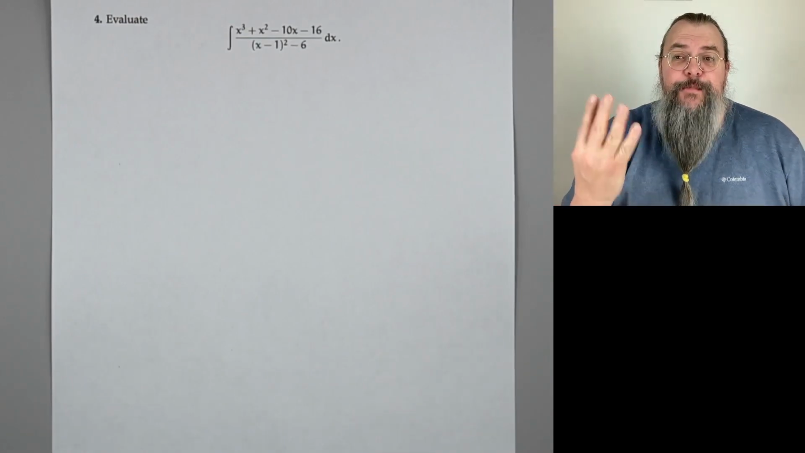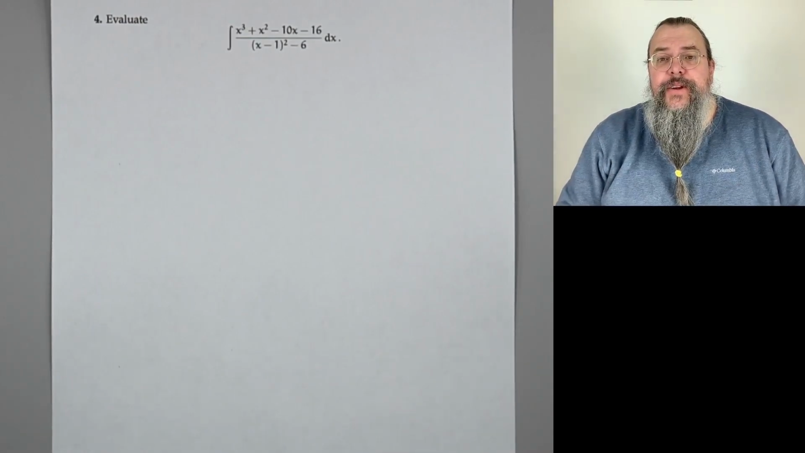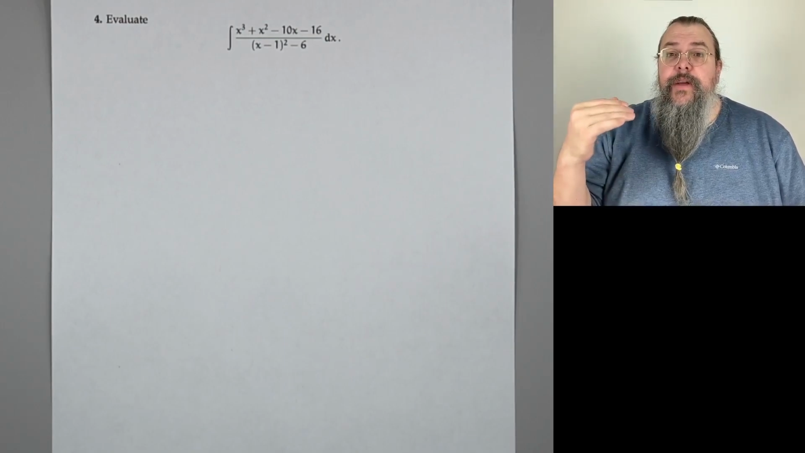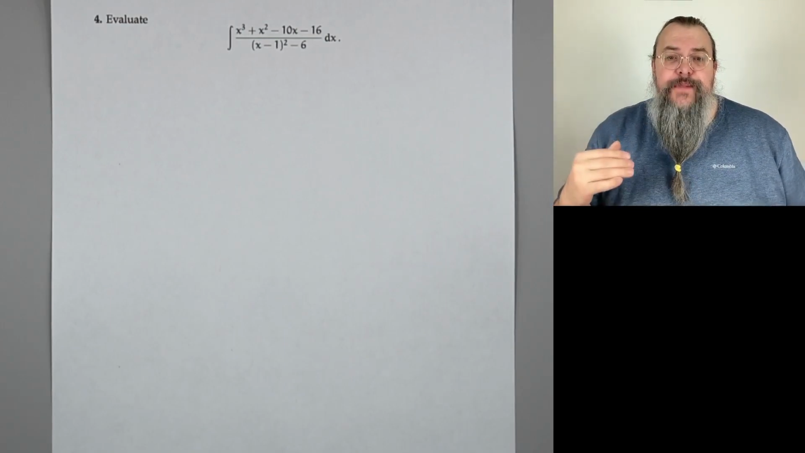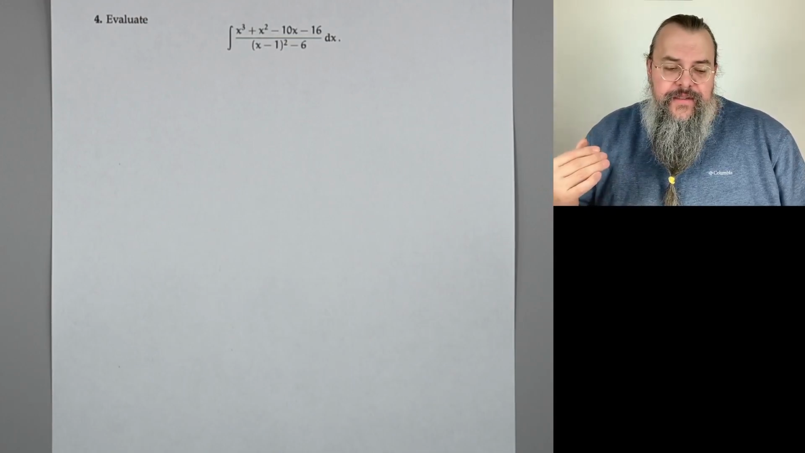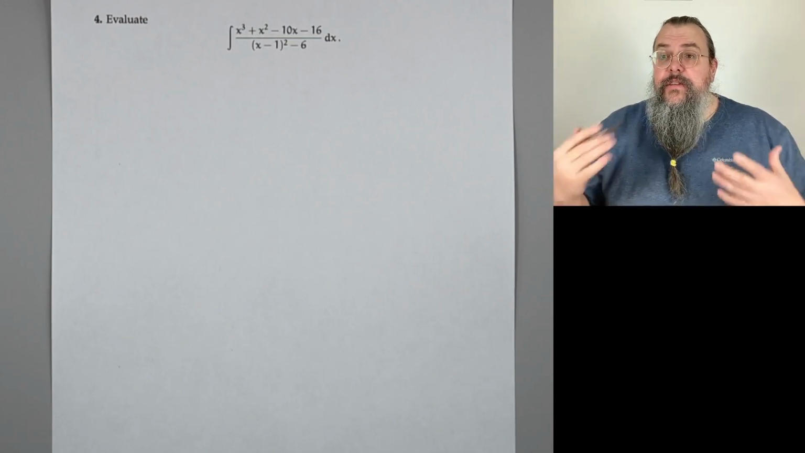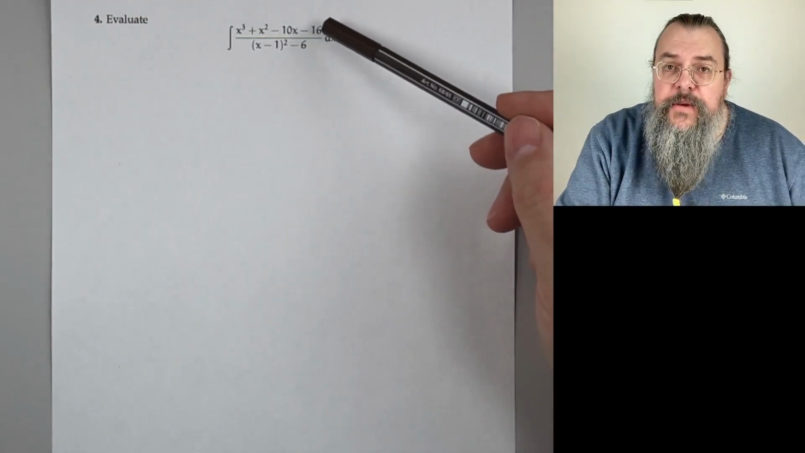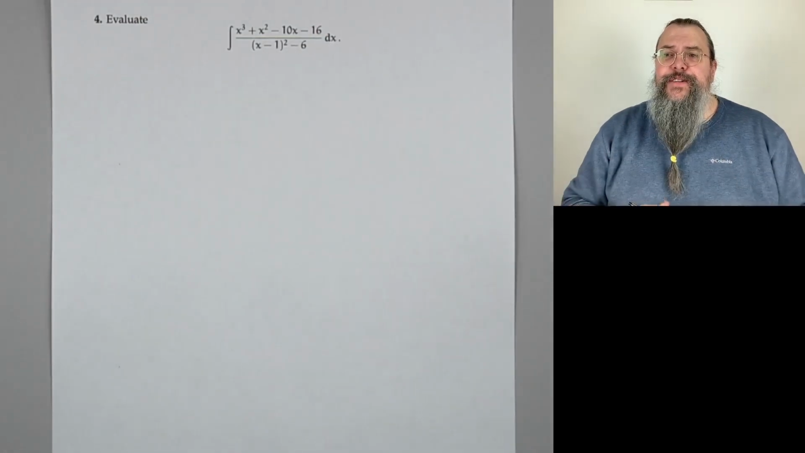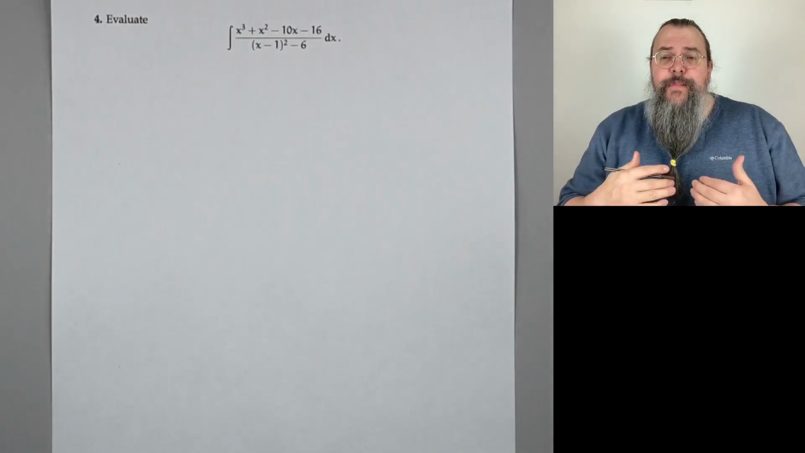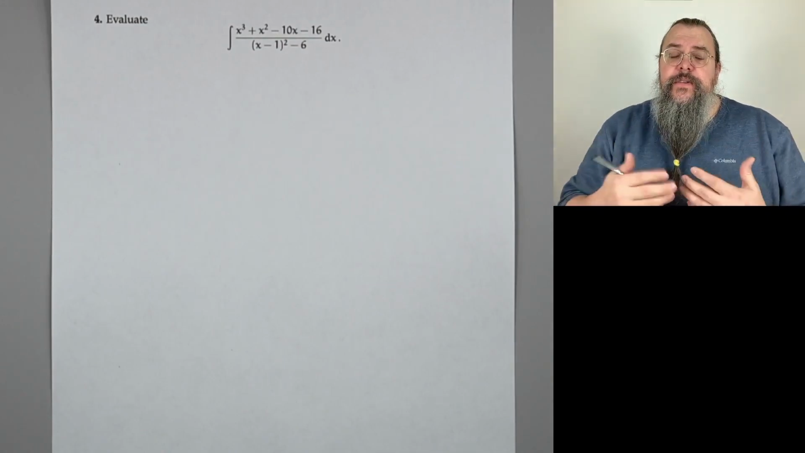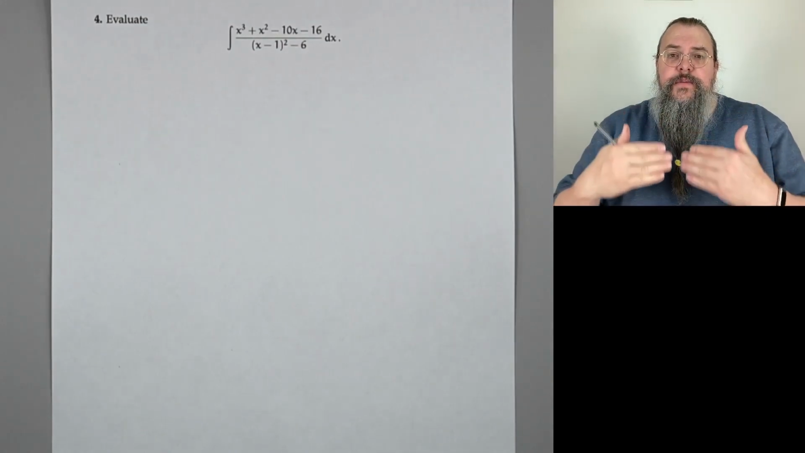Our fourth problem. Evaluate the integral of x cubed plus x squared minus 10x minus 16 divided by (x minus 1) squared minus 6 dx. Now this is what we call a rational function. Think of it as polynomial over polynomial, because that's what a rational function means. Polynomial upstairs, polynomial downstairs. And when we have a rational function, there's a very set procedure we follow.